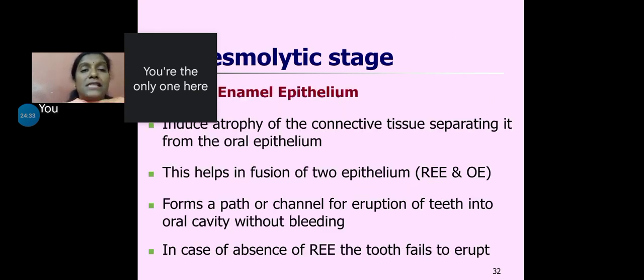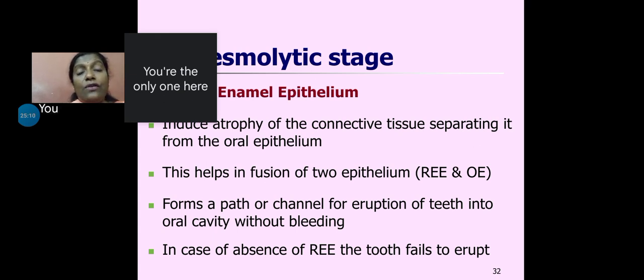The last is the desmolytic stage. Again, the reduced enamel epithelium itself performs this desmolytic stage as well. Desmo means bands. What are present as bands? Collagen fibers, collagen bundles are seen. Lytic is lysis or breakdown. So when there is breakdown of collagen fibers or bundles, it is known as the desmolytic stage. These reduced enamel epithelial cells, which are covering the newly formed crown, are going to produce certain lysosomal enzymes so that they can destroy the connective tissue that is present in between the newly formed crown and the oral epithelium.